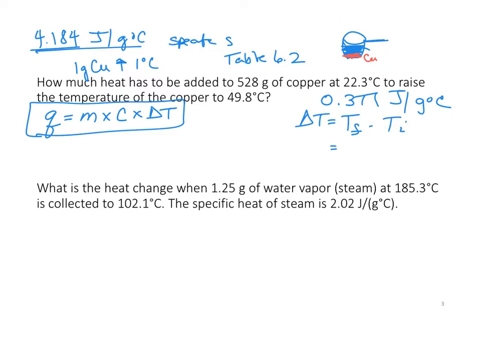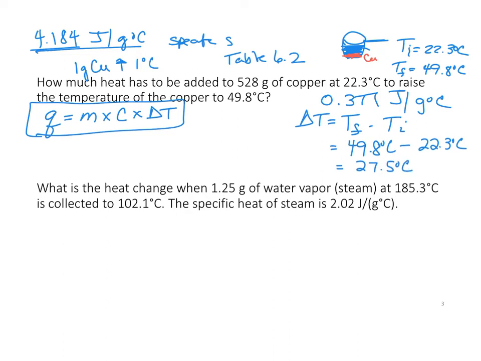So delta T here, if you started at 22.3 degrees Celsius, that's your initial, and your final, the temperature of the copper is 49.8 degrees Celsius. That's your final. So you take 49.8 degrees Celsius minus 22.3 degrees Celsius. So 49.8 minus 22.3, and that is 27.5 degrees Celsius for delta T.